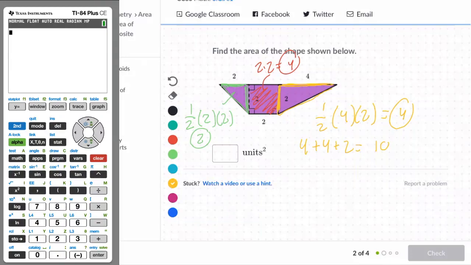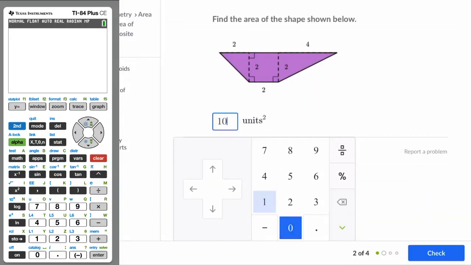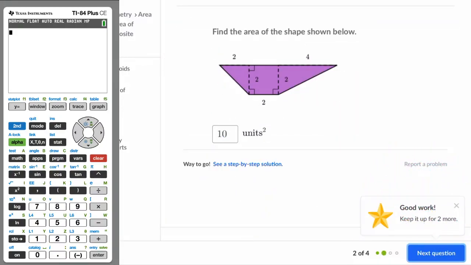So I will hide my work and put that in. Looks like we got that one right.